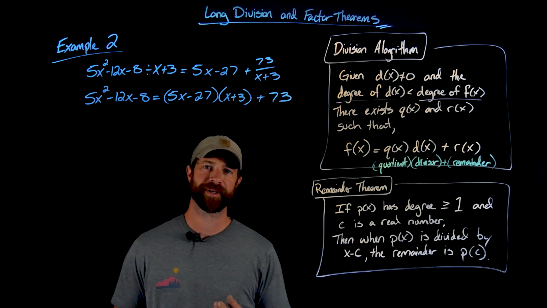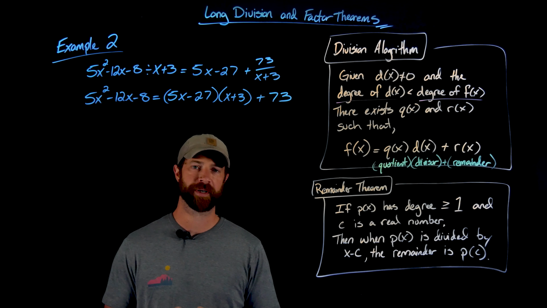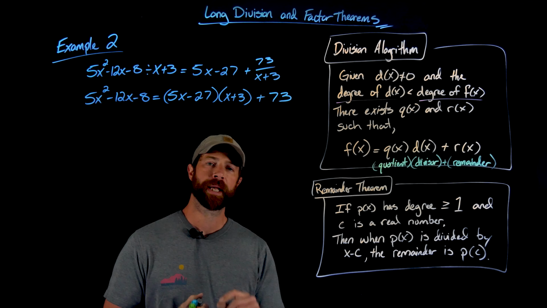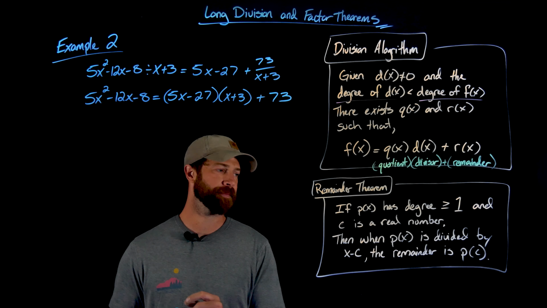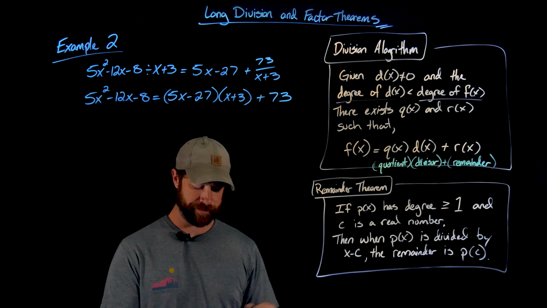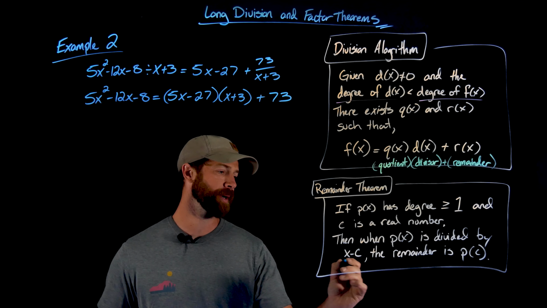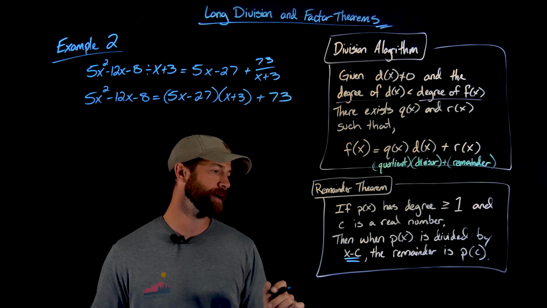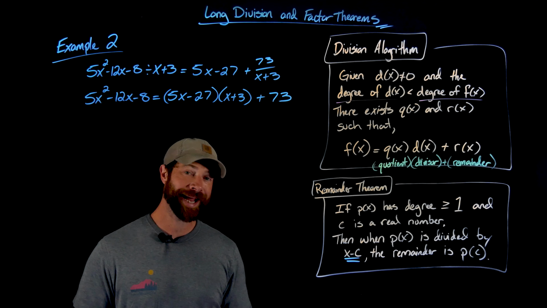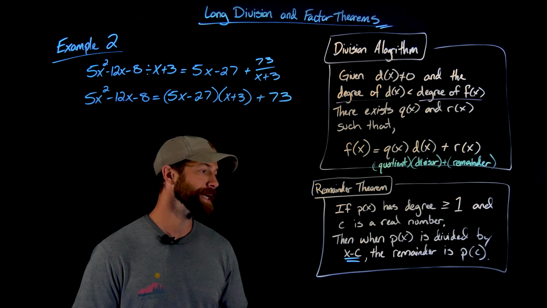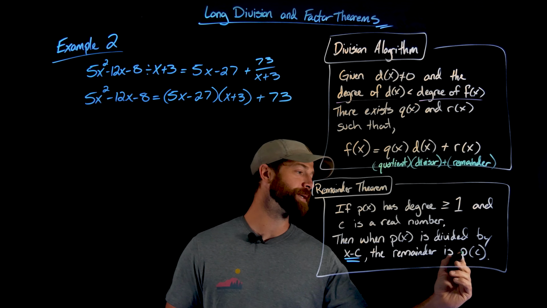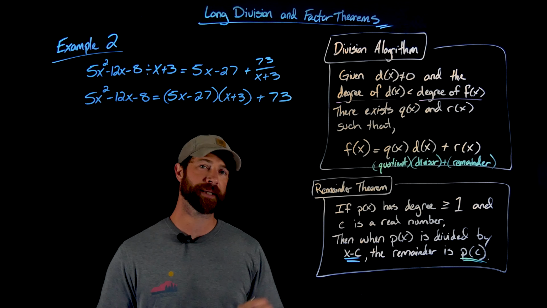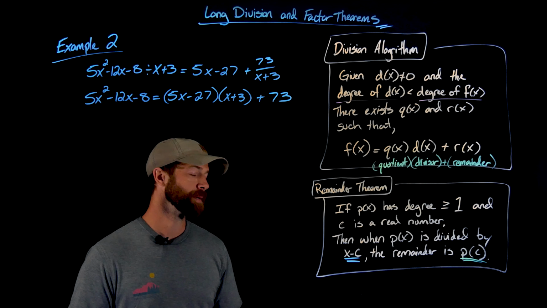So the remainder theorem states that if we have a polynomial function that has a degree of 1 or bigger, and then we have this number c, then we take our polynomial function and we divide that by this x minus c right here. So the factor is x minus whatever this c value is. Then the remainder of that operation is p of c right here, or what you'd get if you plugged that constant into the original function.